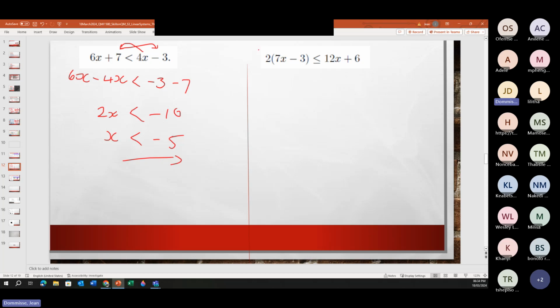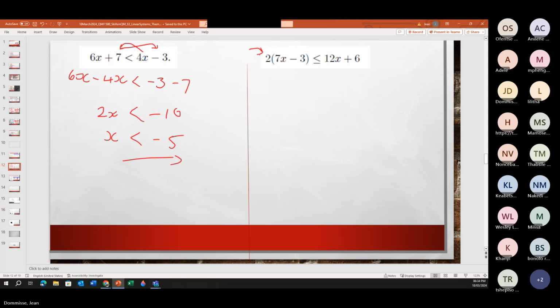Okay, the same if you look at the second example. Again, nothing changes compared to if it was an equal sign. We first need to work out brackets. So we first will work that out. So 2 times 7 is 14x. 2 times minus 3 is minus 6. So that, as if it was the equal sign, do exactly the same.